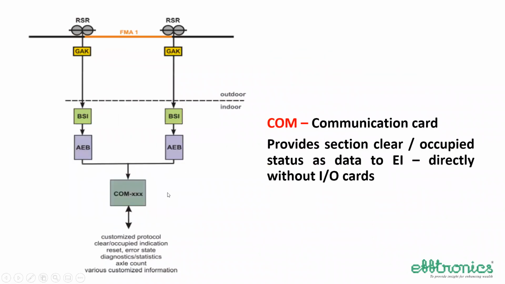Here you see the difference between the two is that there is no IO card here. That means the exchange of the wheel counts is taking place between the two AEBs and they are giving their output. And that output is given to the same CAN bus. This is the CAN bus actually, to the COM card. And the COM card through its Ethernet port gives the data. The data of section FMA, occupied or clear.